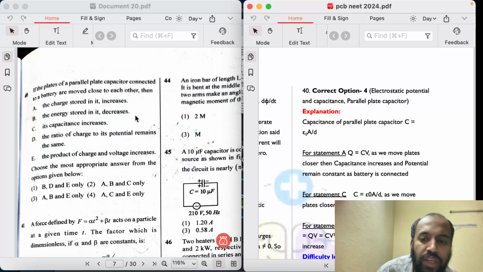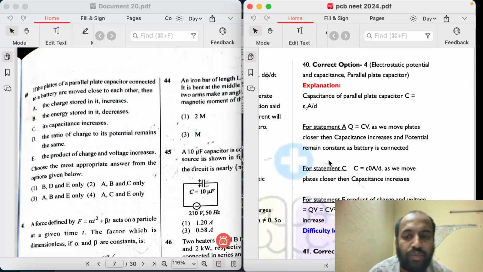The energy stored in it decreases. Now energy does not decrease, in fact it increases, because it is half CV square. Okay, and C increases, so the energy should increase. So this is a wrong statement. You have to see which is the appropriate answer. So that means you have to choose the correct.